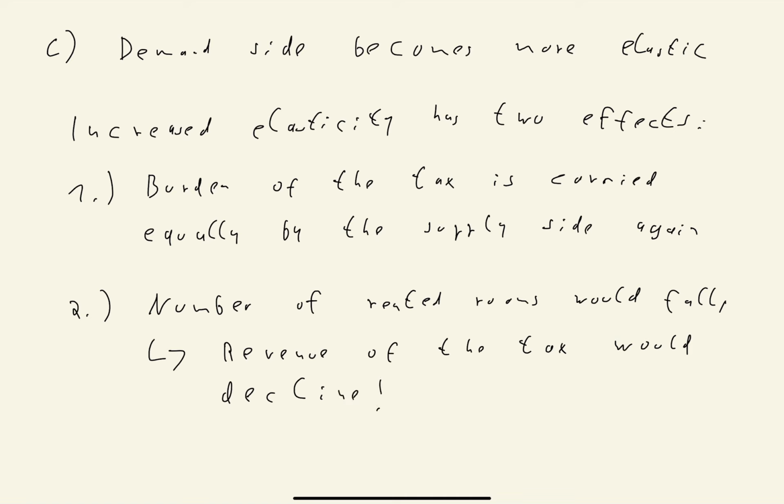Okay, so since now both demand and supply are more elastic, they can deviate to other businesses or to other hotels and motels which are not in the city center, the number of rented rooms in the city center would fall because of the elasticity, and hence, since the tax is only on rooms in the city center, the revenue of the tax would decline. So basically, the two effects are, first of all, that the burden of the tax is again more equally distributed on the supply and the demand side. And the second effect, when the demand side becomes more elastic, is that the number of rented rooms would fall, and hence the revenue would decline.